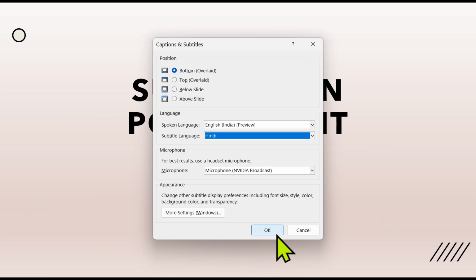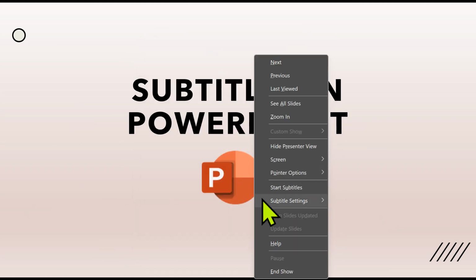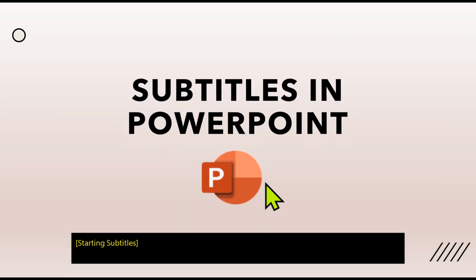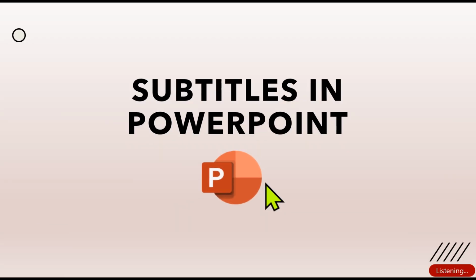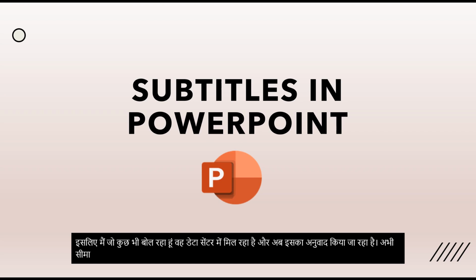We can try some other languages later. This is during a presentation, and then next step is to start subtitles. So now whatever I'm speaking is getting to the data center and it is getting translated live. Now, right now the limitation is that there is only one language I can choose. If my audience understands more than one language, then I'm stuck. Even for that, there is a feature, but we'll talk about that later.